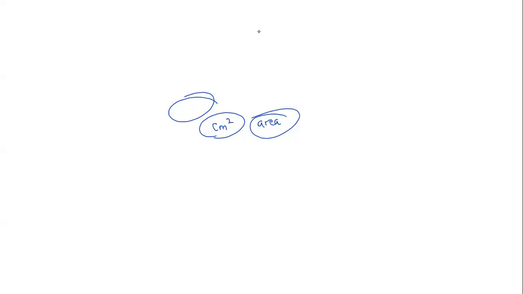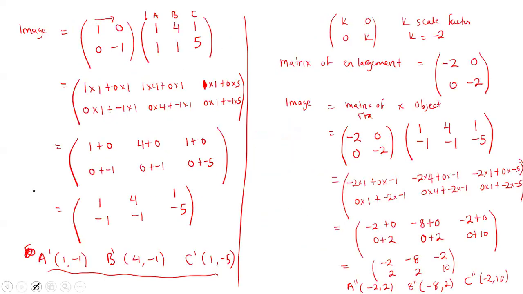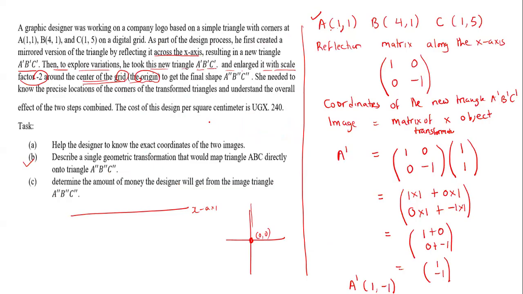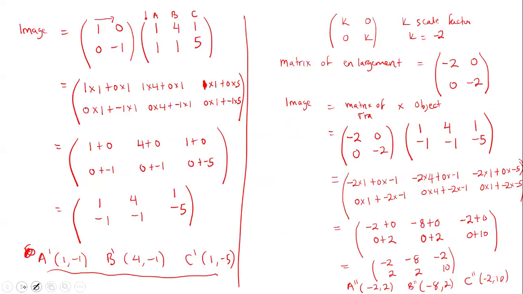Now, remember, when you look at the question, they wanted you to get the amount of money the designer will get from the image triangle A double prime, B double prime, C double prime. Meaning that the interest is in obtaining the area of the final image. Now, which coordinates did we have? For the image, we had A double prime as -2, 2, B double prime as -8 and 2, and C double prime as -2 and 10.